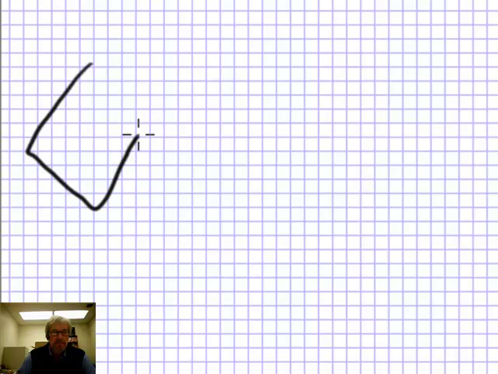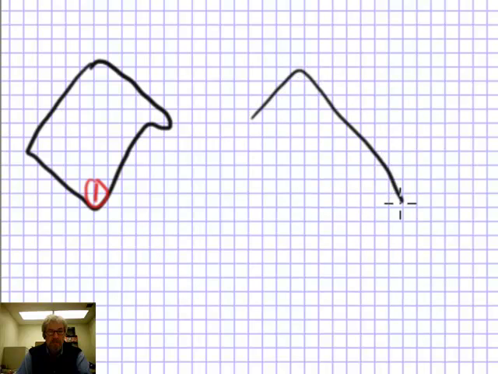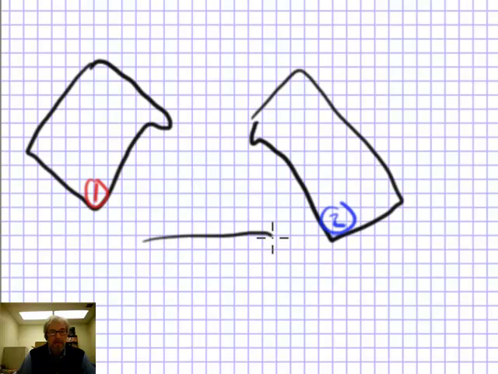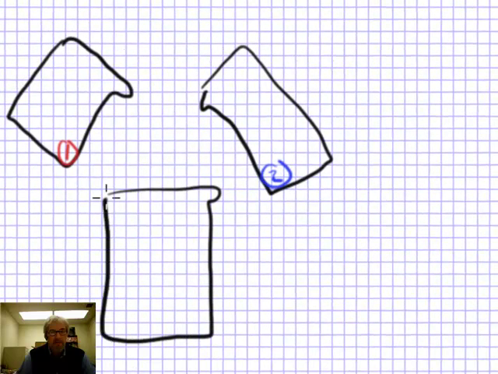We've got one beaker. I'm going to call this beaker number 1. And then we're going to have a second beaker that has our other solution in it. And this will be beaker number 2. And we're going to pour these together into a third container. And this will be beaker number 3.